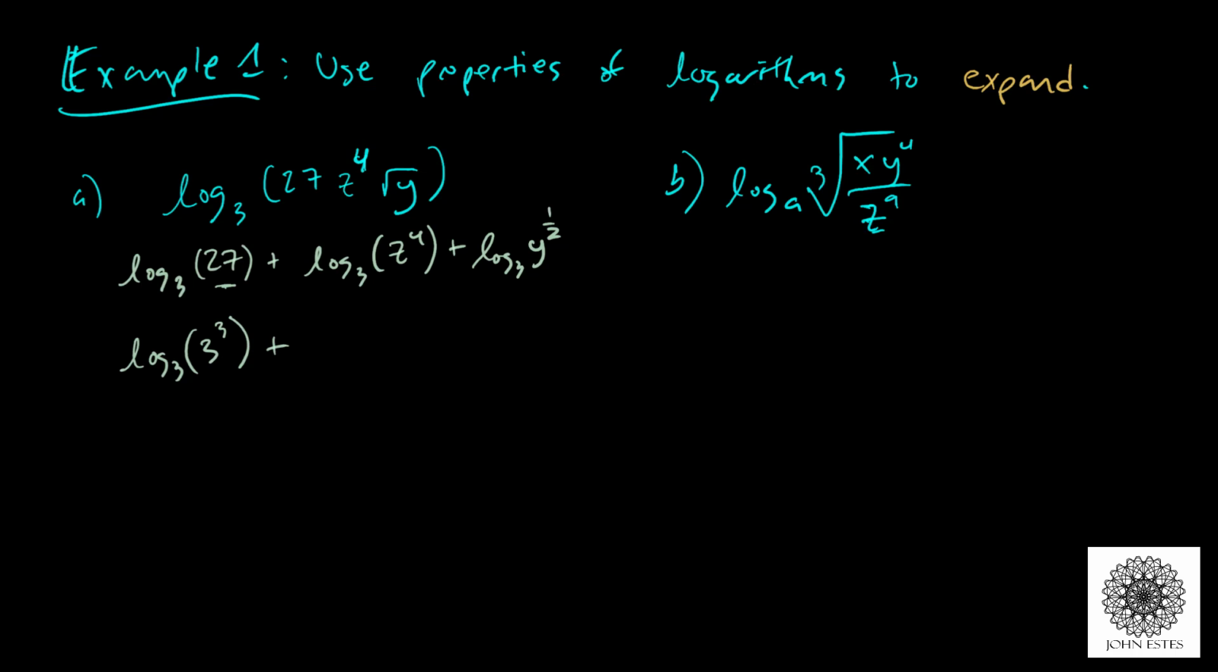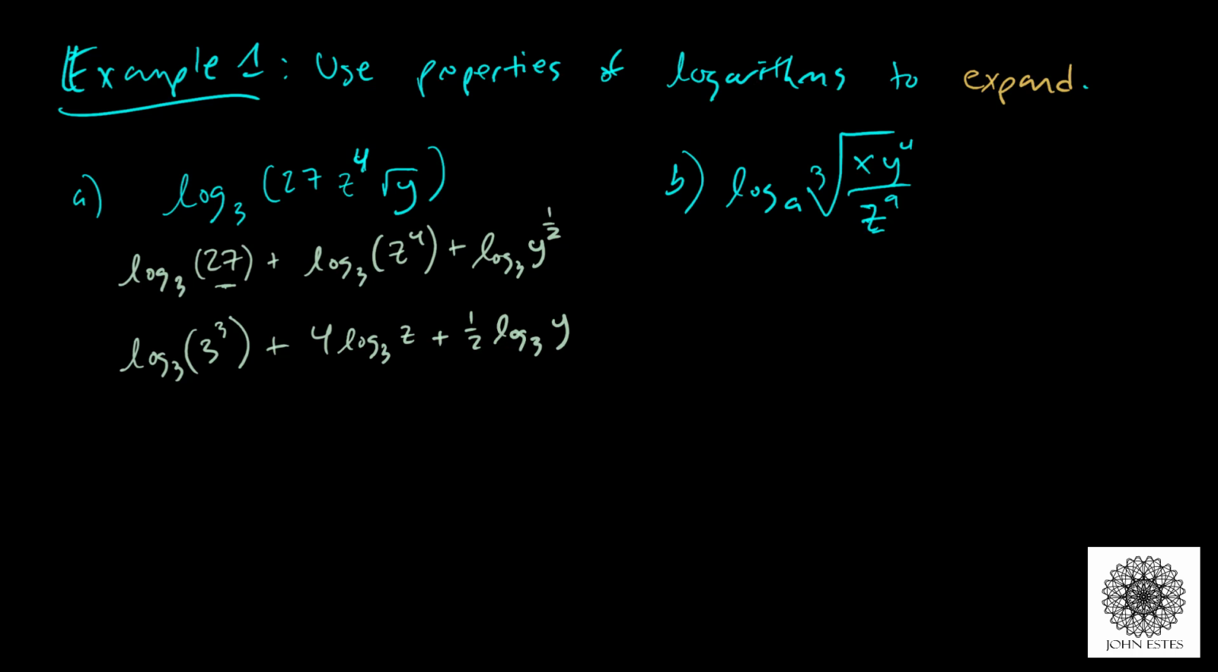Okay, now I notice here the z to the fourth, I can actually pull out the 4, right? Because remember, our third property said that an exponent can be pulled out in front as a coefficient. And the same applies with the third logarithm. I have 1/2 log base 3 of y. So I've almost done it if I can just simplify that first thing.